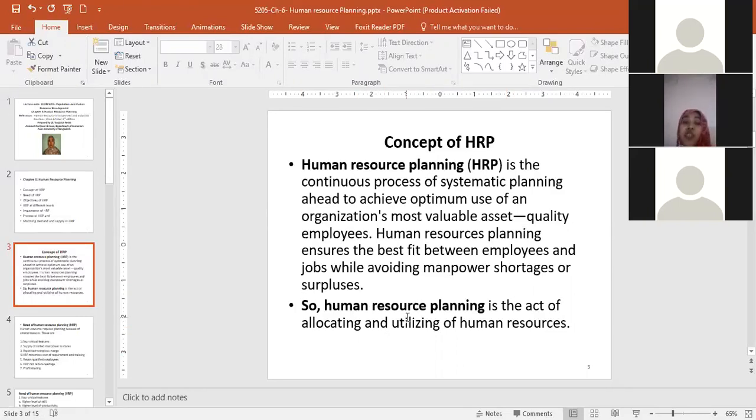Okay, good. So in a sentence, we can say again, human resource planning is the act of allocating and utilizing human resources. Okay. So two major things related to the concept of HRP are allocating and utilizing. Okay. Allocating and utilizing human resources. Good.